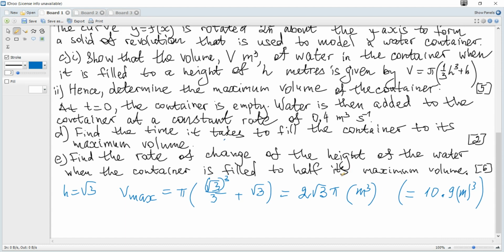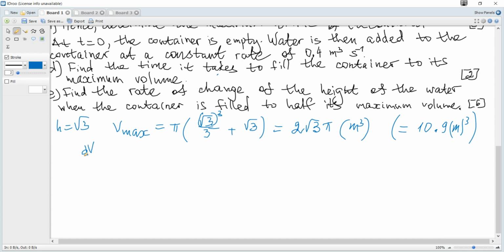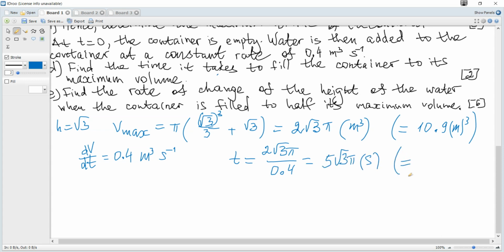And the next, at t equals 0, the container is empty, water is then added to the container at a constant rate. So dV/dt, the rate of change of the volume, is equal to 0.4 meters cubed per second, and it's constant. Find the time it takes to fill the container to its maximum volume. Since the rate is constant, time is just volume divided by the rate. So 2 root 3 pi divided by 0.4 is equal to 5 root 3 pi seconds, or 27.2 to 3 significant figures seconds.